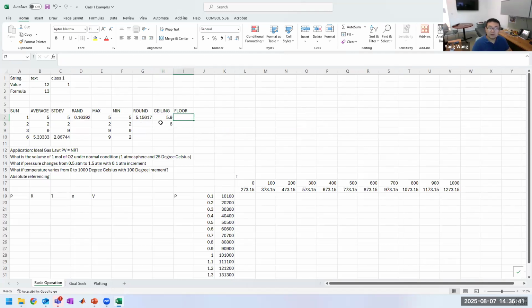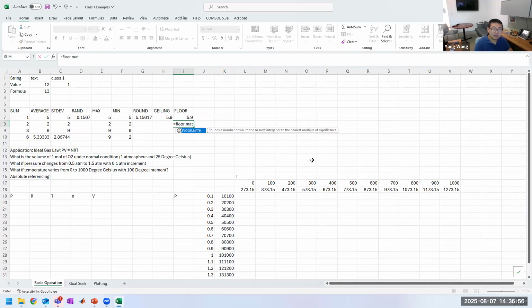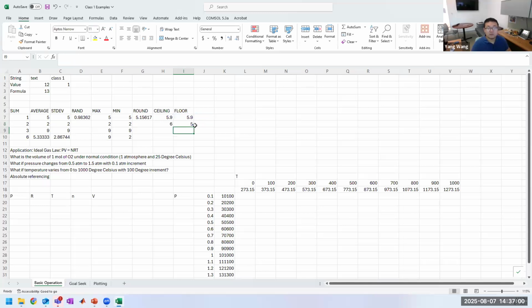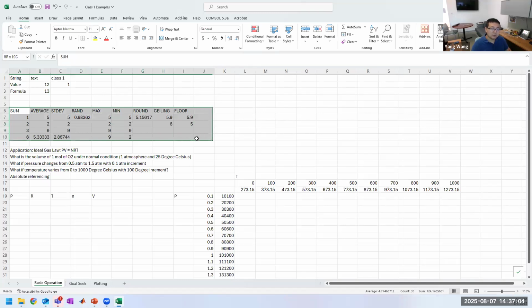And similarly, there could be engineering problems that want us to find the integer that's below a certain value. For example, 5.2, and we want it to be 5, or 5.9, we still want it to be 5. So then you will type in floor.math, and then put this value. That will give you 5. Right? So these are the common functions that I would use a lot of times in my problem solving.